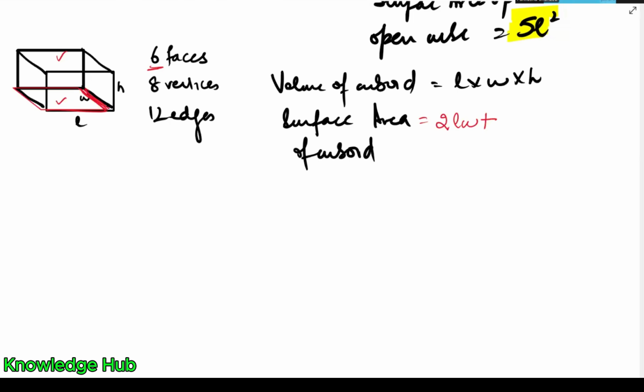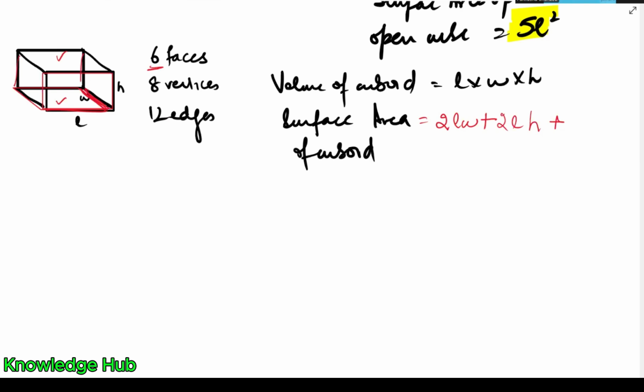Now let's talk about the front. The front face has length and height, and so does the back face. So it is 2 times length times height. As it's a rectangle, the front face is length times height, and the back face again length times height. We're done with base and top, and with front and back. We are left with the sides.